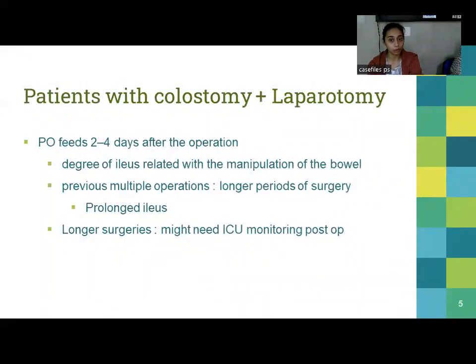In patients with colostomy who also undergo simultaneous laparotomy, oral feeds are usually started 2 to 4 days after the surgery, depending on the degree of ileus related to the manipulation of bowel. In patients who have previously undergone multiple surgeries, the definitive surgery duration is longer and there may be a prolonged ileus. In longer surgeries, the child also might need ICU monitoring post-operatively.